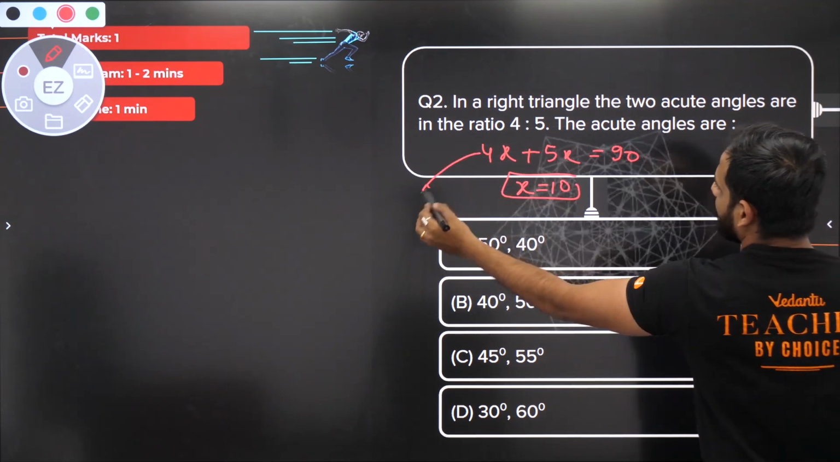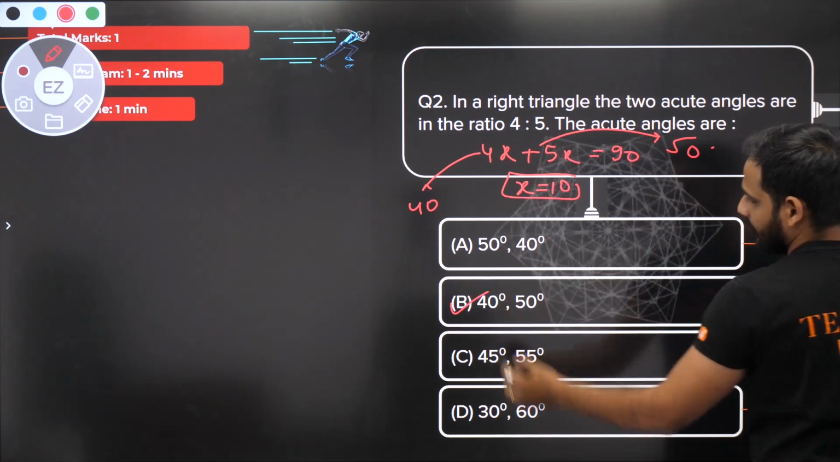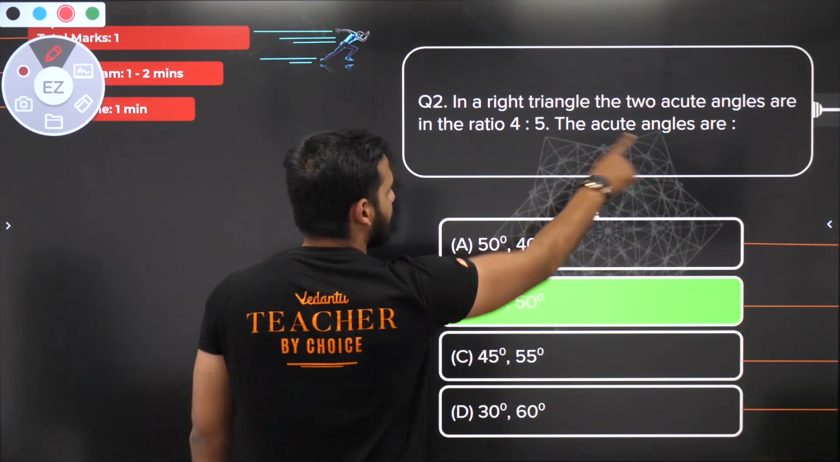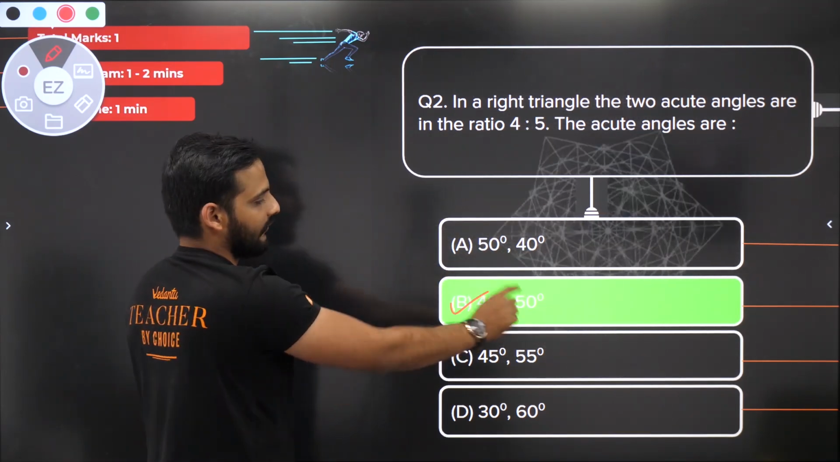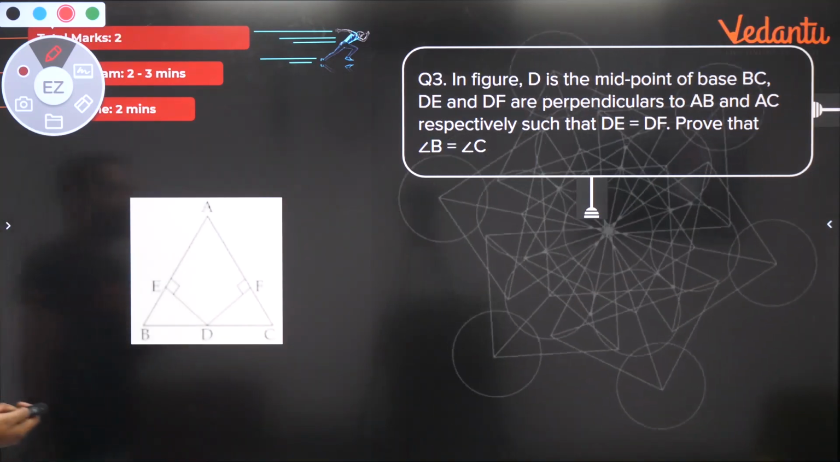So you have got x is equal to 10. That means one angle is 40, other angle is 50. So 40 degree and 50 degree. Correct? Option B, 40 degree and 50 degree. Okay, they are asking you the acute angles in the order. So 50-40 will not be considered correct. 40-50 will be considered the correct answer. Okay, chalo, let's move to the next question. The next question is this.